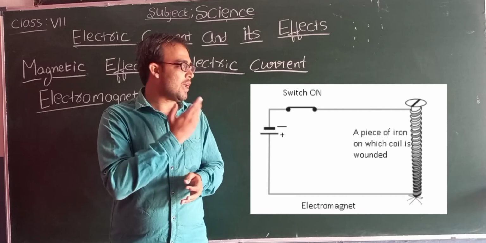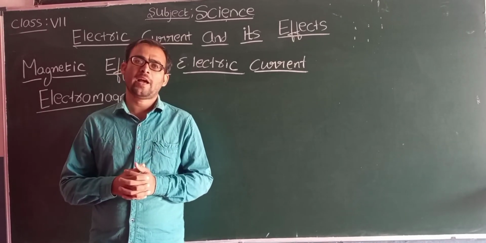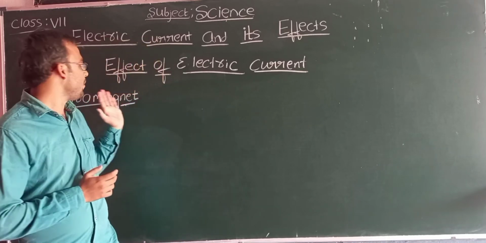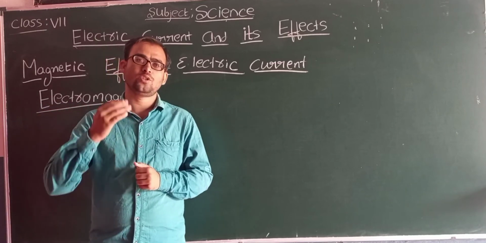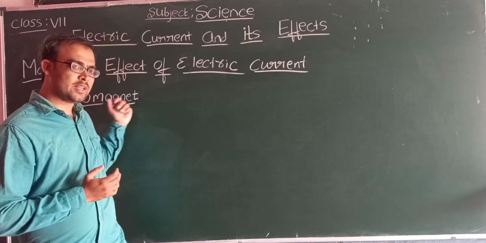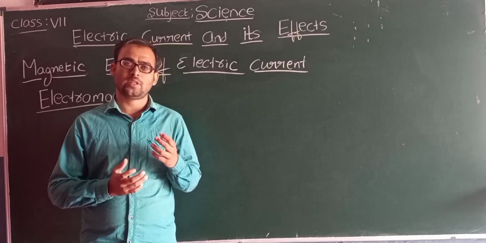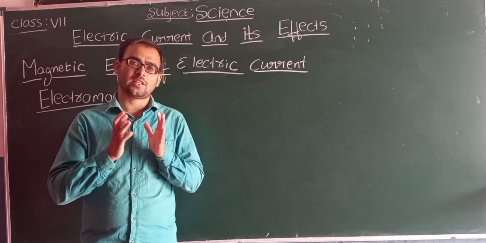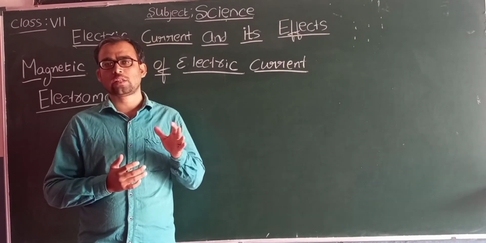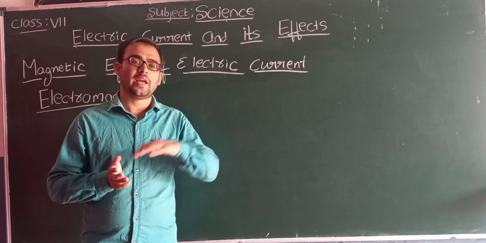So this coil acts as what? Electromagnet. Students, this electromagnet has a wide range of uses. As I told you before, the concept of the magnetic effect of electric current is used nowadays in many ways. One of them is the electromagnet. Students, cranes, you might have seen. One end of the crane consists of an iron part which is made as an electromagnet. This part of the crane, the electromagnet, is used to lift heavy loads.